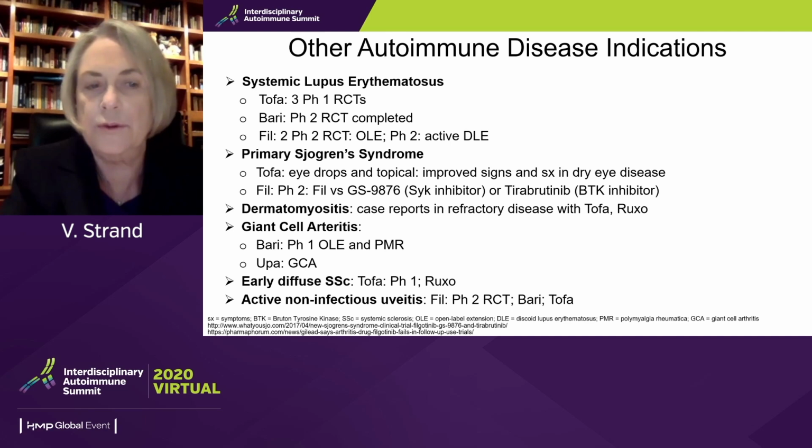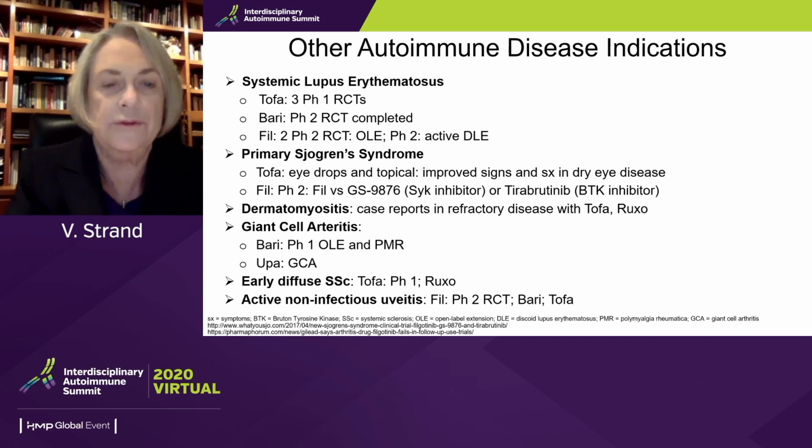Dermatomyositis, we have case reports. Giant cell arteritis, we have phase trials underway with baricitinib and upadacitinib. There's an early diffuse systemic sclerosis study with TOFA, which I'll show you. And then we've seen quite a few single site studies of non-infectious uveitis with baricitinib, tofacitinib, and filgotinib.